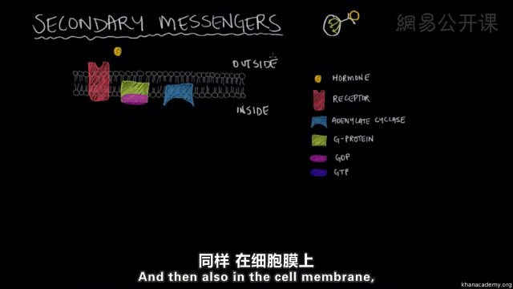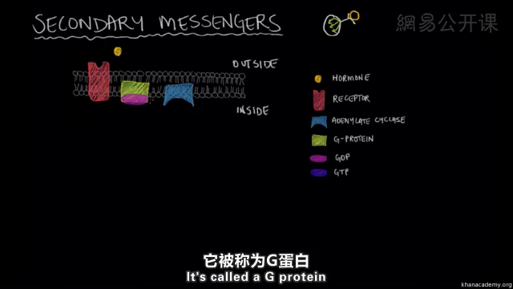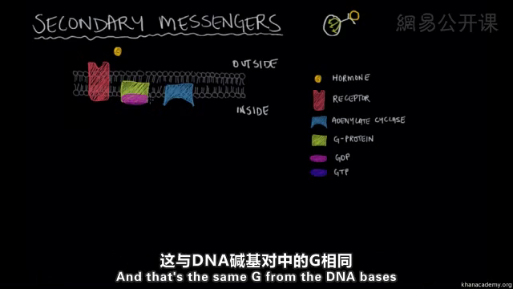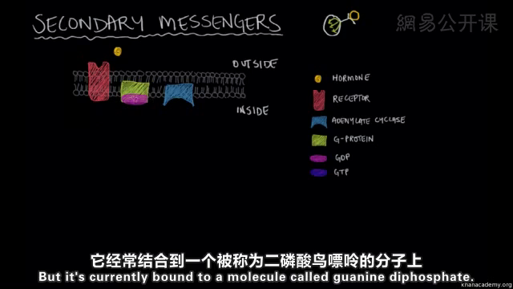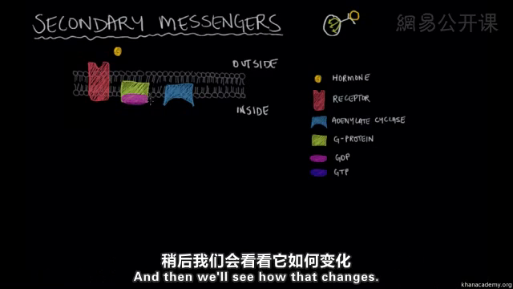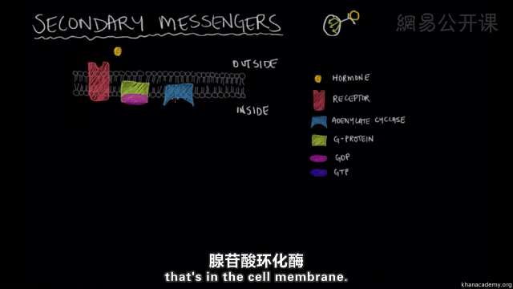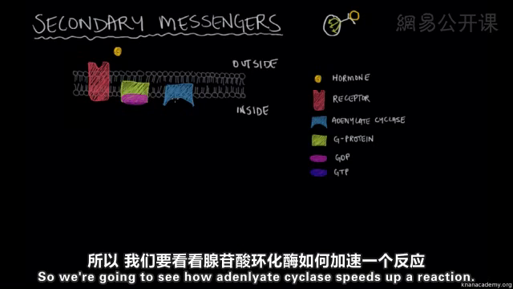And then also in the cell membrane we've got a G protein, and I've drawn that in green. And it's called a G protein because it binds to molecules that include the nucleotide guanine, and that's the same G from the DNA bases that you might be a little bit more familiar with. But it's currently bound to a molecule called guanine diphosphate, and then we'll see how that changes. But we also have this adenylate cyclase enzyme that's in the cell membrane, and remember that an enzyme speeds up reactions, so we're going to see how adenylate cyclase speeds up a reaction.